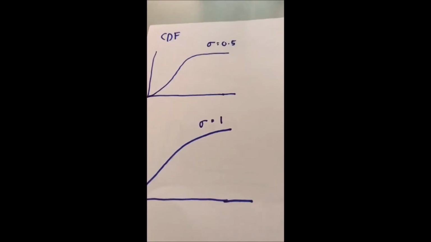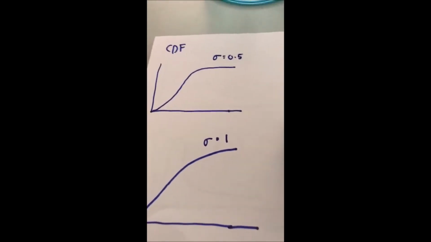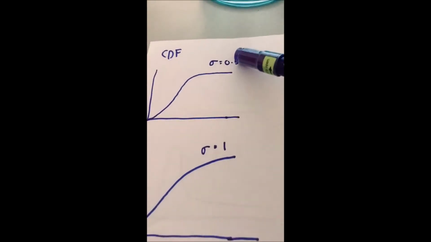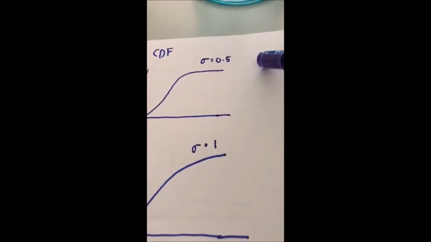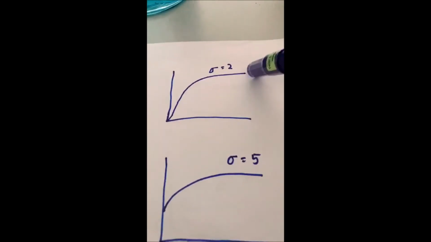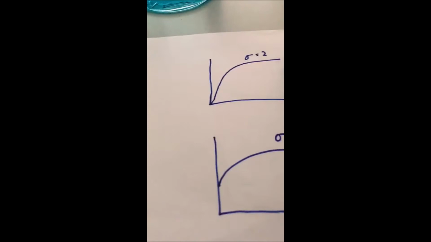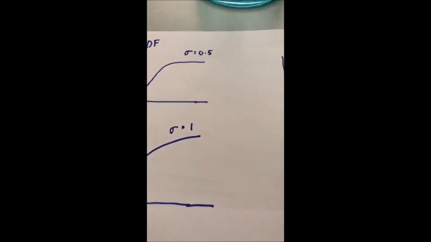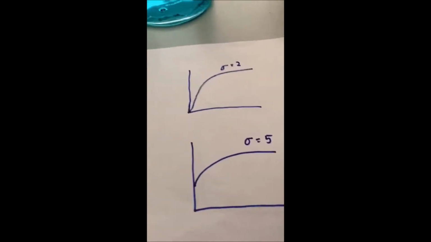So this is the example for the CDF graph for the log-normal distribution. Here we can see that this is the sigma equal to 0.5 and this is the graph for sigma equal to 1 and this is the graph for sigma equal to 2 and sigma equal to 5. From here we can see that the curve of the graph will be moderate at the end, and from here we can conclude that the higher the value of sigma, the lower the gradient of the curve.